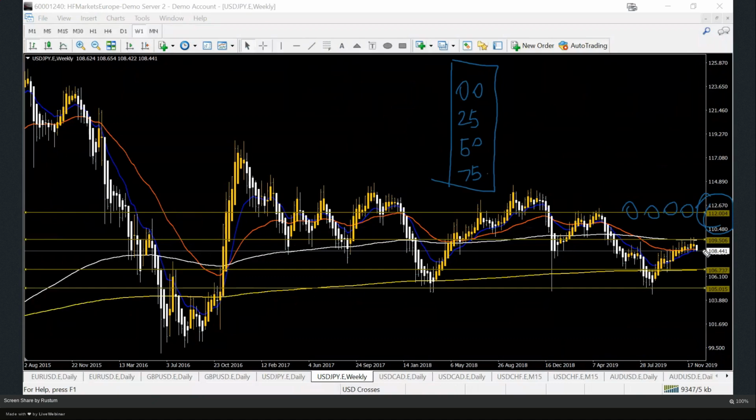It's because we see reaction when we go back historically. We see the reaction happening at these levels. So it's not only the numbers on the left here, it's also all the confluence that we have, that it's been respected there all the time.